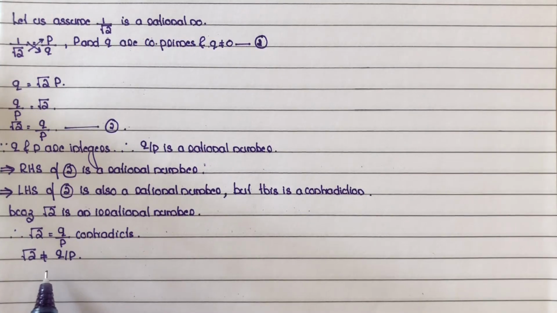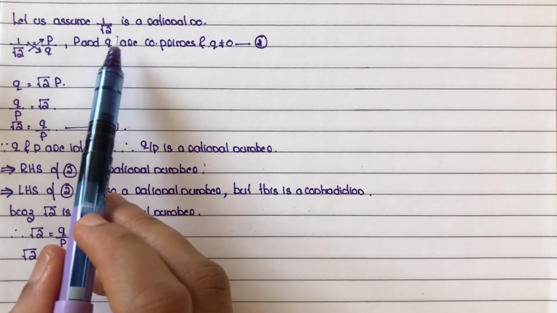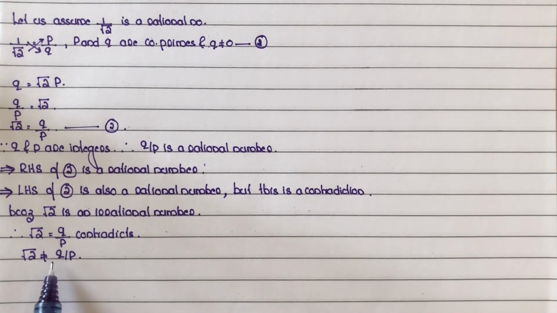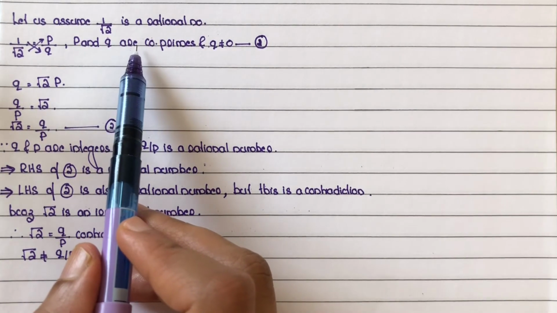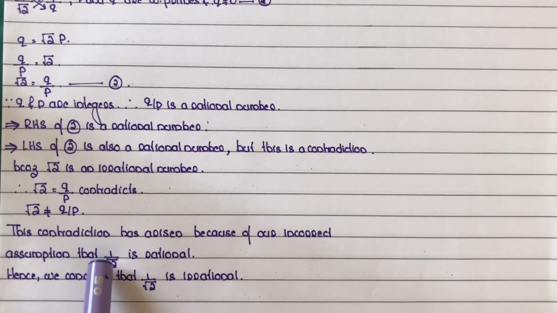Now the final conclusion. The equation was formed based on our assumption: let us assume 1 by root 2 is a rational number. That equation is proved wrong, which means our assumption is incorrect. This contradiction has arisen because of our incorrect assumption that 1 by root 2 is rational. Hence, we conclude that 1 by root 2 is irrational.